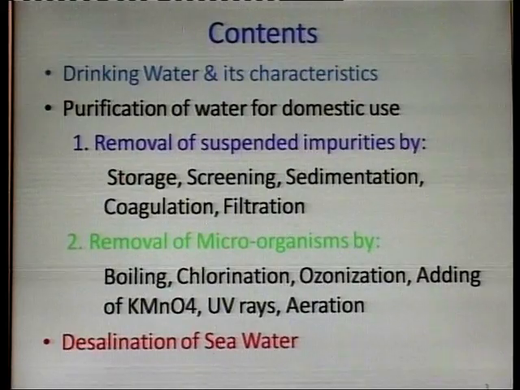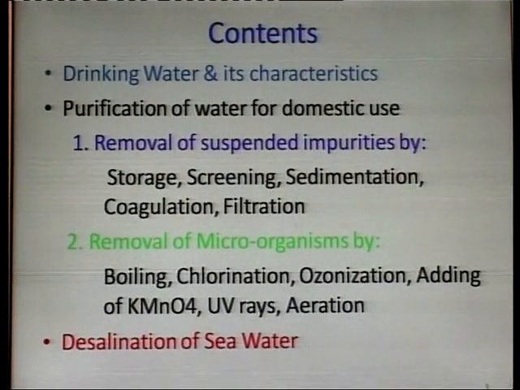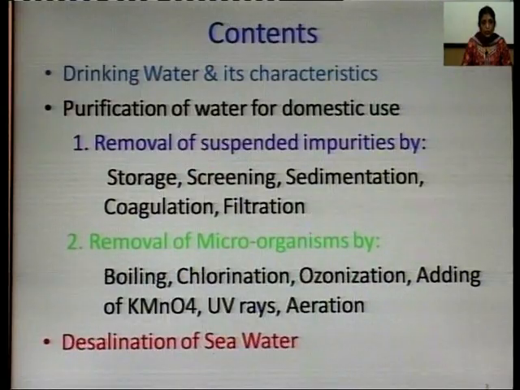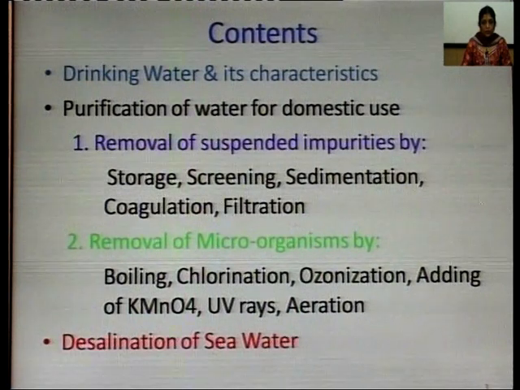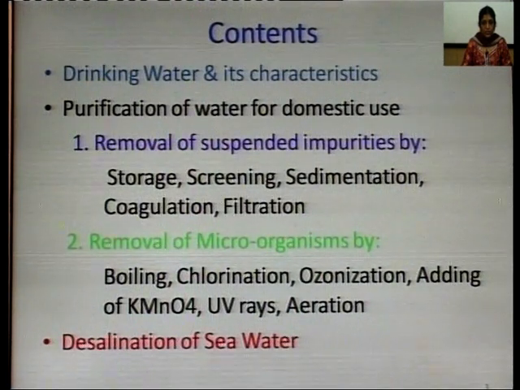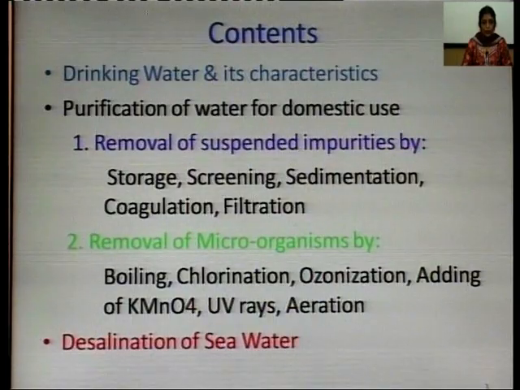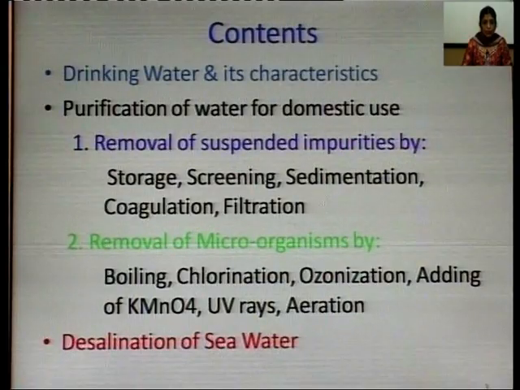So, the main contents of this chapter are drinking water and its characteristics, and purification of water for domestic use. Under this, we will divide purification into two parts: removal of suspended impurities by storage, screening, sedimentation, coagulation, filtration, and then removal of microorganisms by boiling, chlorination, ozonization, adding of KMnO4, UV rays and aeration, and then desalination of sea water.